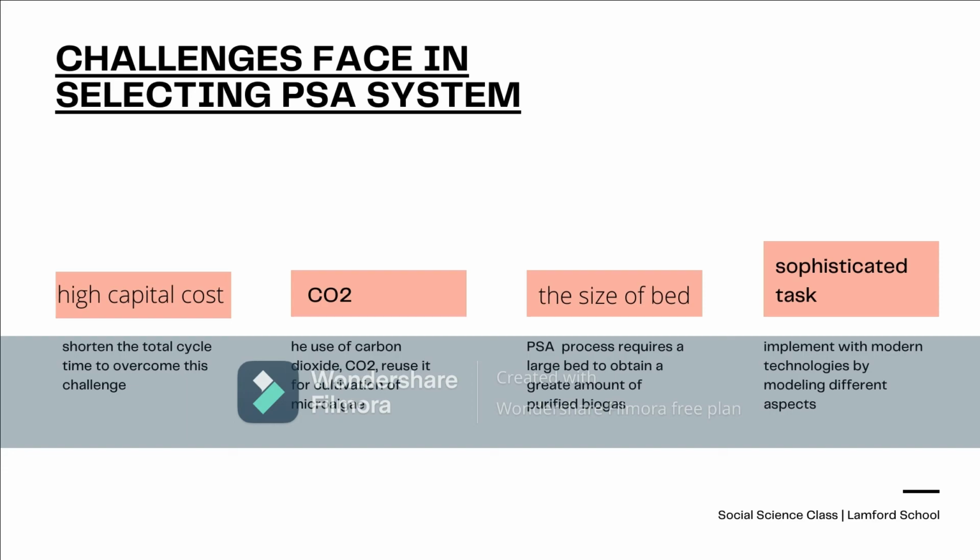After that, the size of the bed. The PSA process requires a large bed to obtain a great amount of purified biogas. Fourthly, the last challenge that we faced in selecting this PSA system was implementing a sophisticated task. The solution that we thought of for this problem was to implement modern technologies by modeling different aspects such as Aspen and so on.